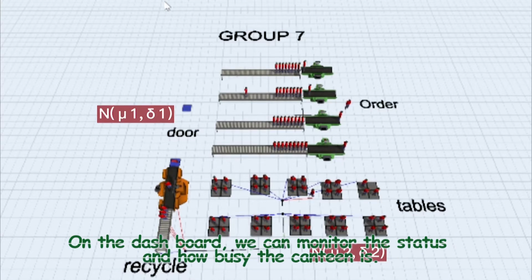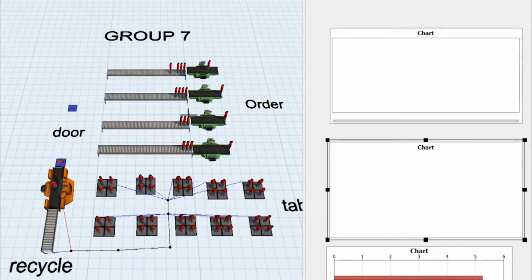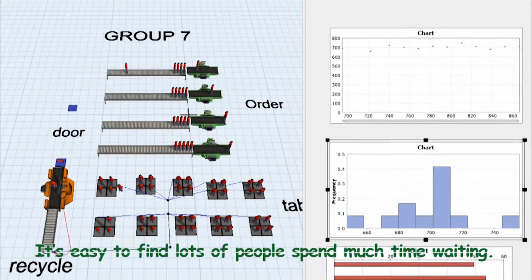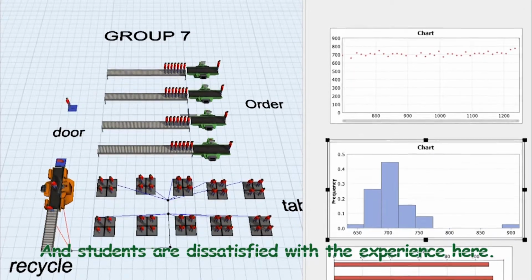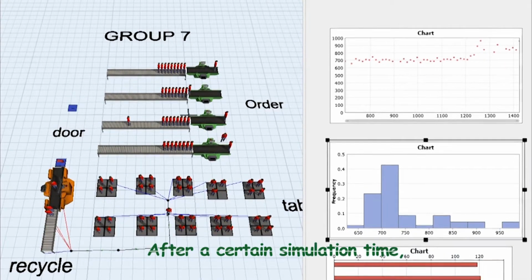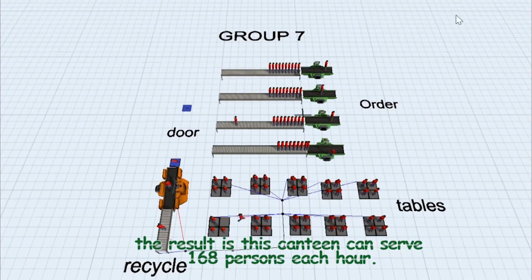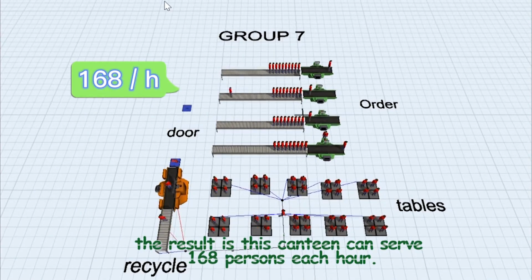On the dashboard, we can monitor the status and how busy the canteen is. It's easy to find lots of people spending much time waiting, and the students are dissatisfied with the experience here. After a certain simulation time, the result is that this canteen can serve 168 persons each hour.